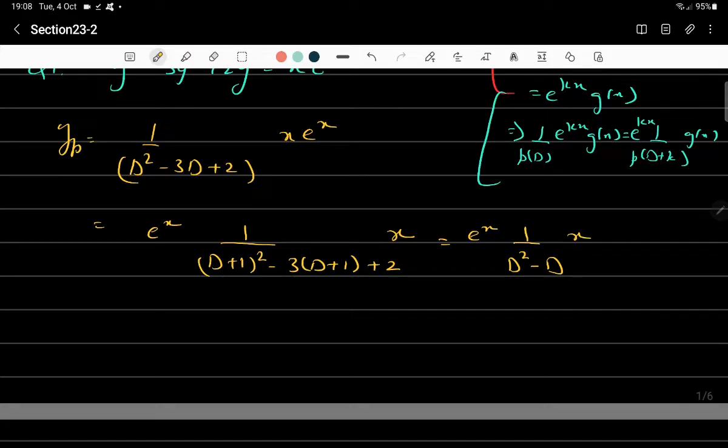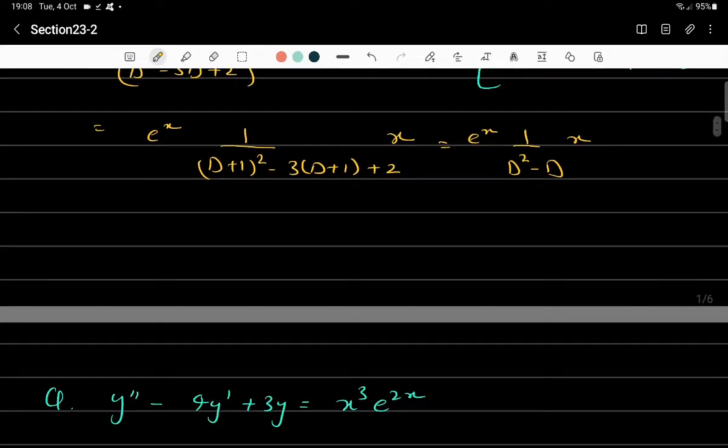Now we know how to use the operator method for the polynomial. We did it in the last class. There can be many ways of doing it. One thing is you can write it as e raised to the power x, 1 by d minus 1, or 1 by d, 1 minus d, taking minus outside, and x. Yes, so now I can use one of these.